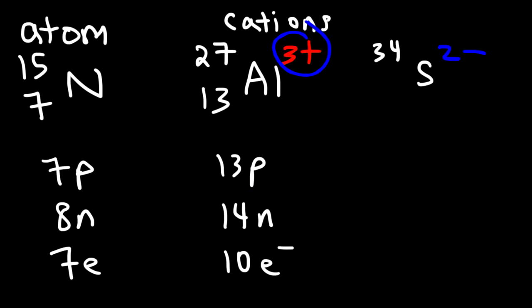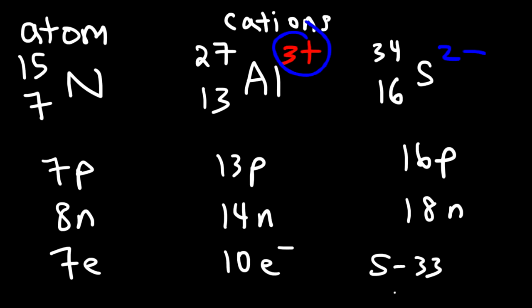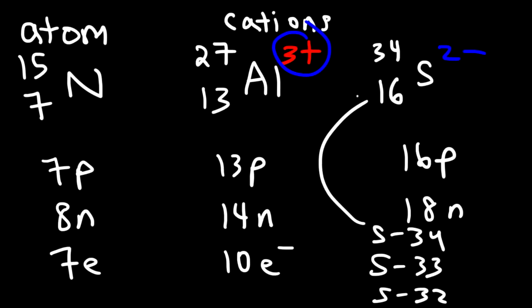Now let's move on to the other example. So let's find the atomic number of sulfur using the periodic table. Sulfur has an atomic number of 16, which means that there are 16 protons. Now 34 minus 16 is 18. So this particular isotope of sulfur has 18 neutrons. Some other isotopes of sulfur are sulfur-33 and sulfur-32. The one that we're dealing with is sulfur-34.